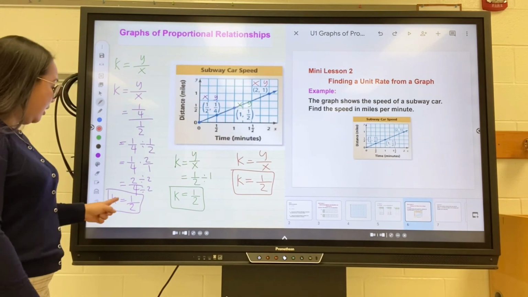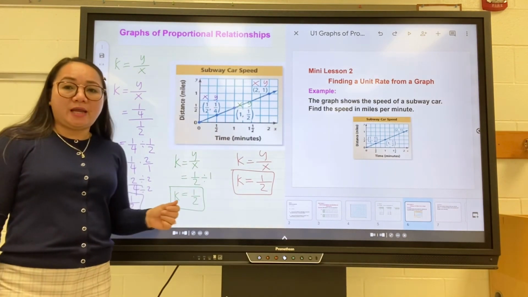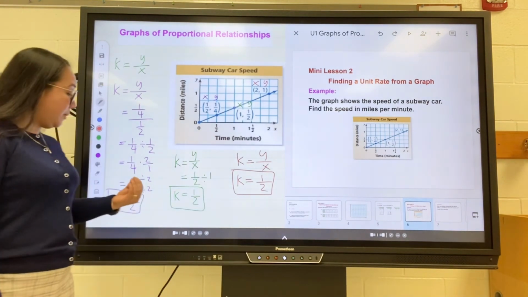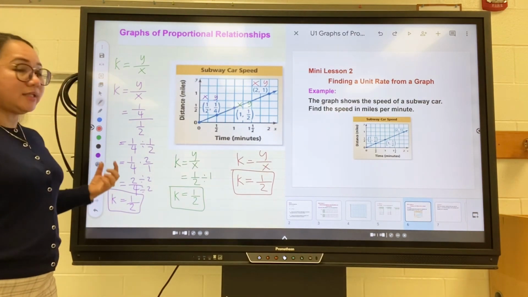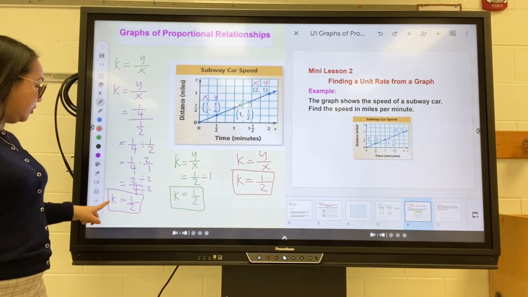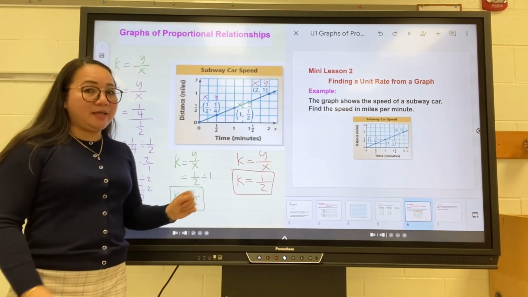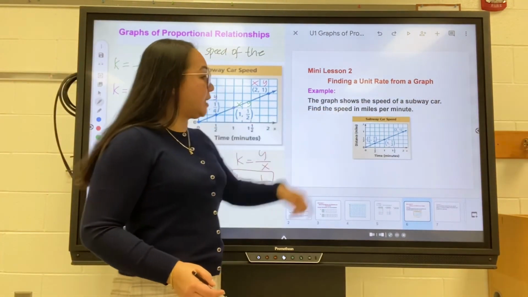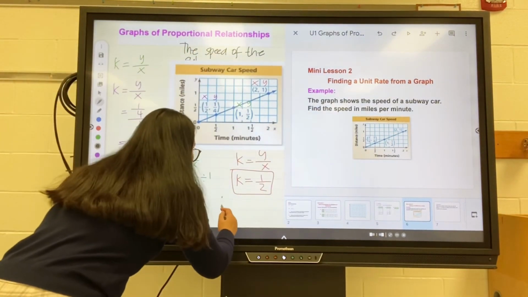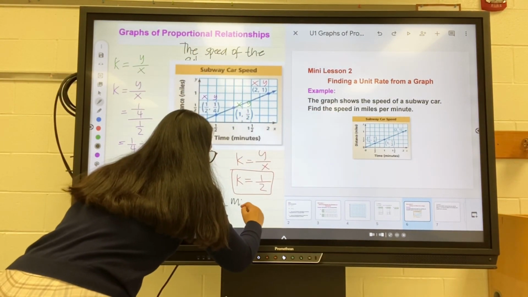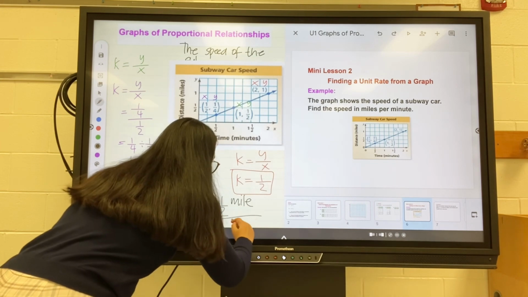If you notice, all of these have the same value, which means k is the constant of proportionality. And we notice that 1/2 is constant. That means the speed of the subway car is 1/2 mile per minute.